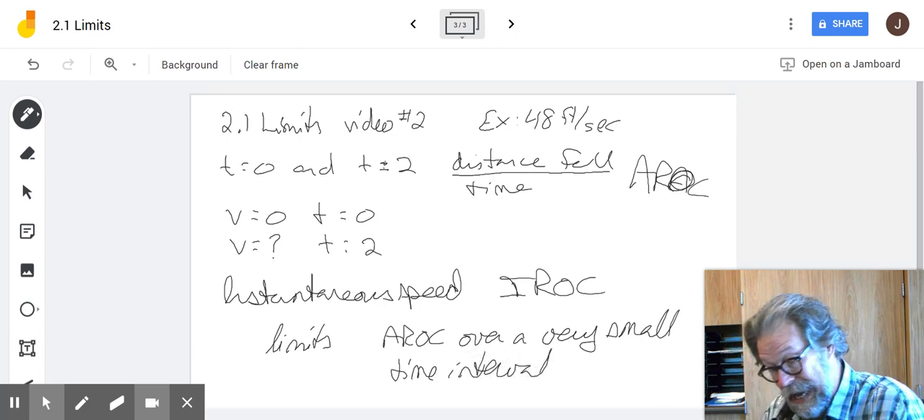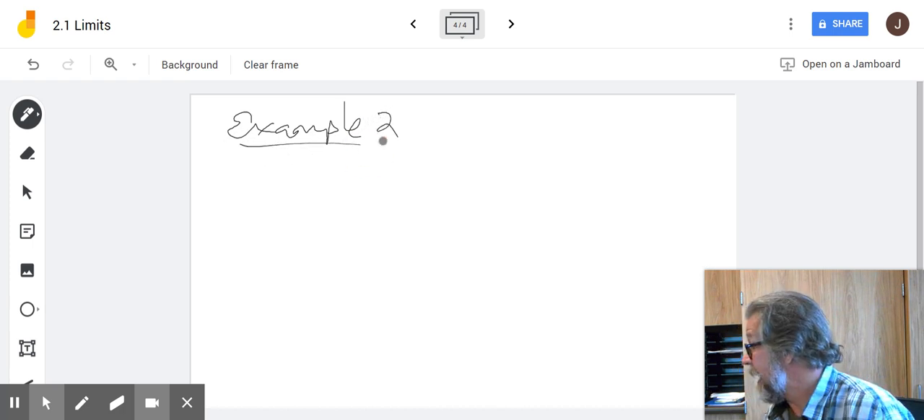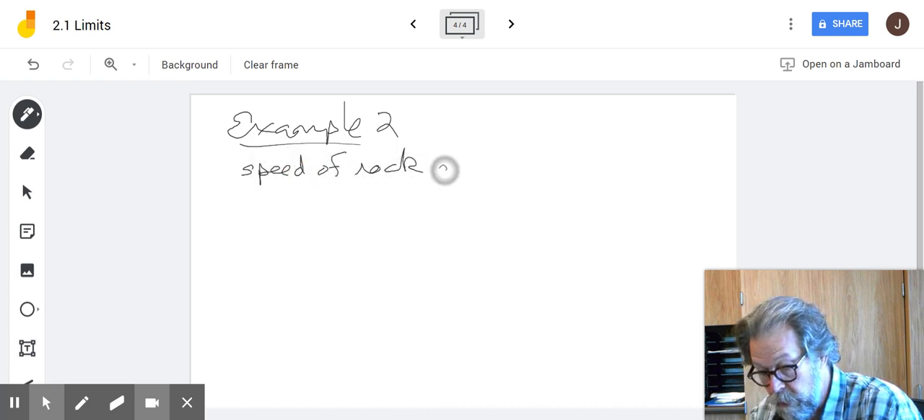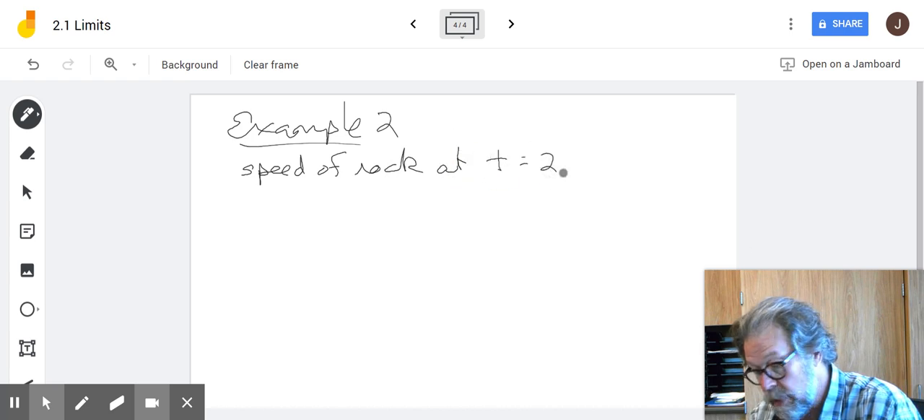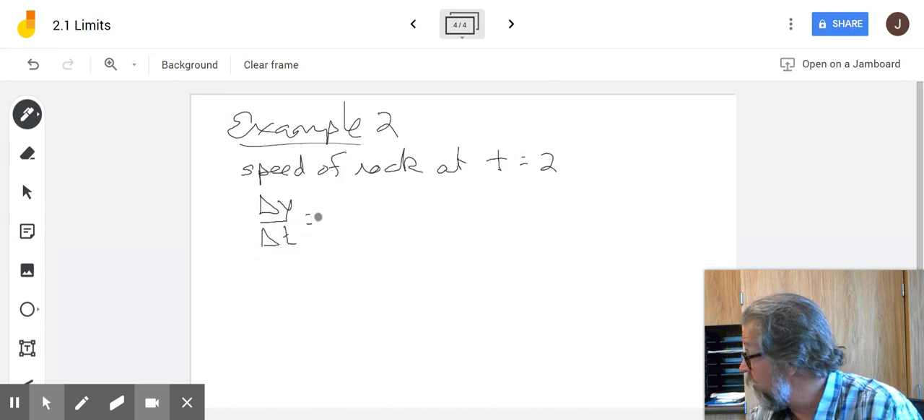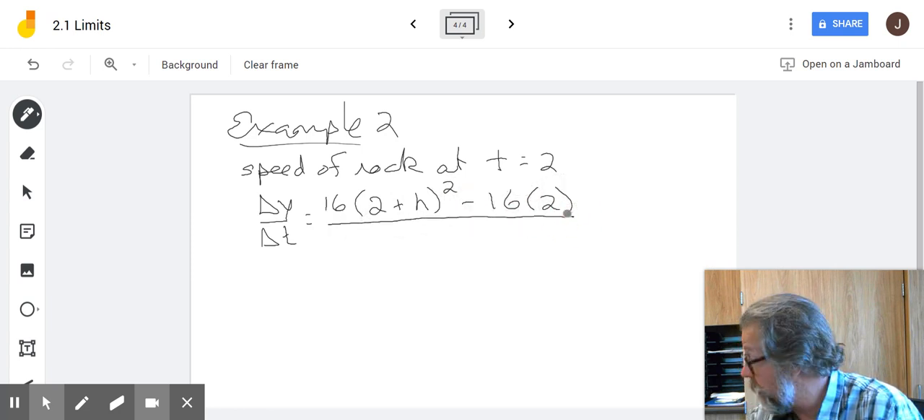So let's look at another example. If you're following along in your book, this is example 2 in section 2.1. And we want to find the speed of the rock, same problem, at time 2. So what have we got? Well, we know that the average rate of change, the speed of the rock, is 16 times (2 plus some small interval h) squared minus 16 times 2 squared, all divided by h.